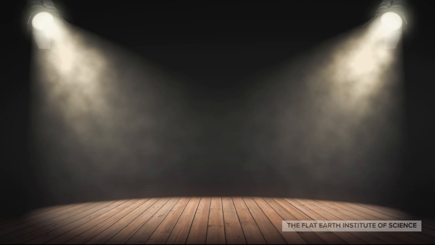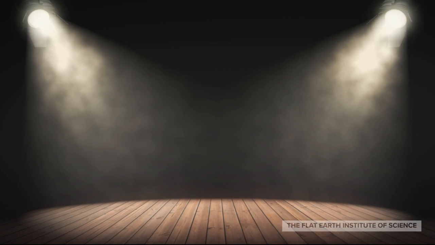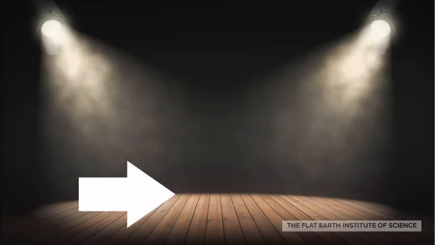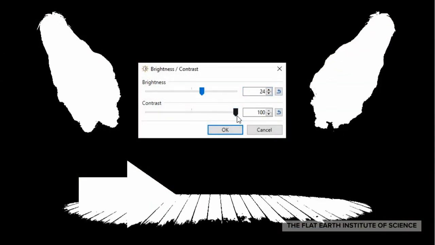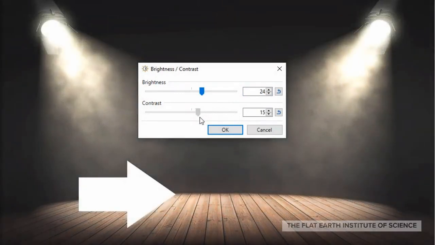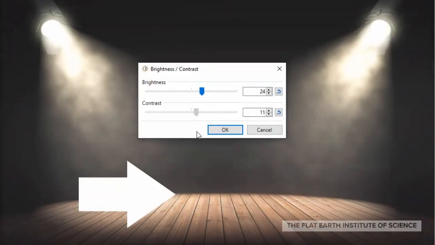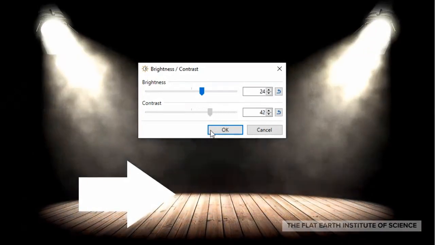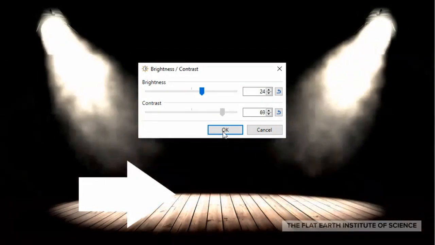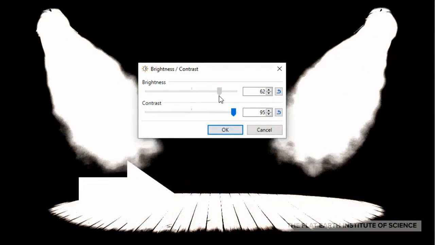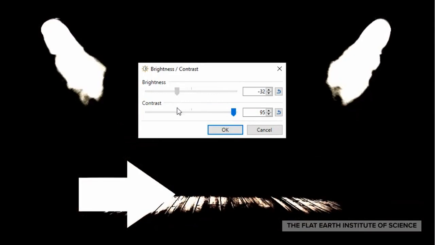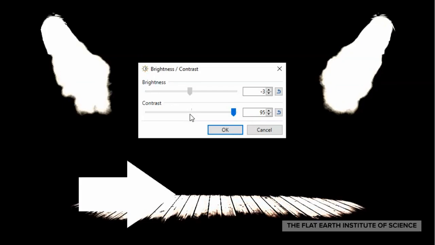Although, you should also keep this in mind. Please notice how this flat stage appears to curve when you shine a circular spotlight on it. Now watch what happens when we adjust that brightness and contrast. That horizon line doesn't appear to be moving anywhere. So that's definitely something that should be taken into consideration. Oh, now it's moving somewhere, but not very much, just a little bit.